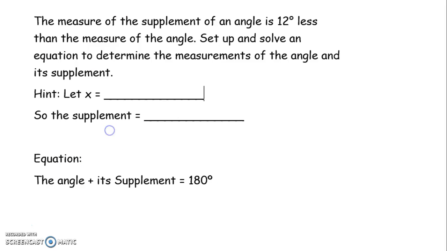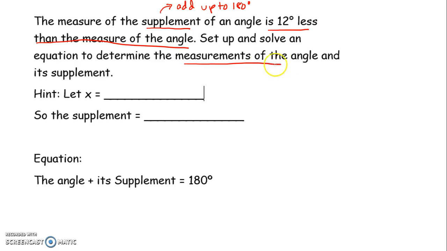Let's do one more problem. Sometimes they won't give us a visual. It says the measure of the supplement of an angle is 12 less than the measure of the angle. Supplementary angles add up to 180. Set up and solve an equation to determine the measure of the angle and its supplement.